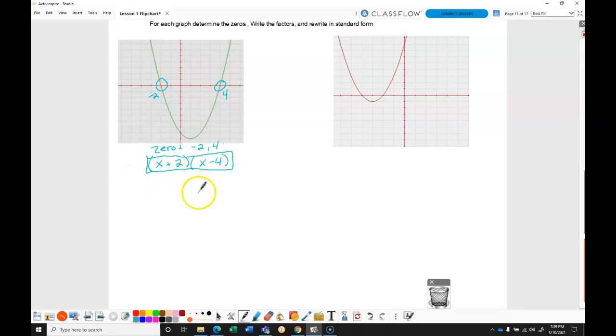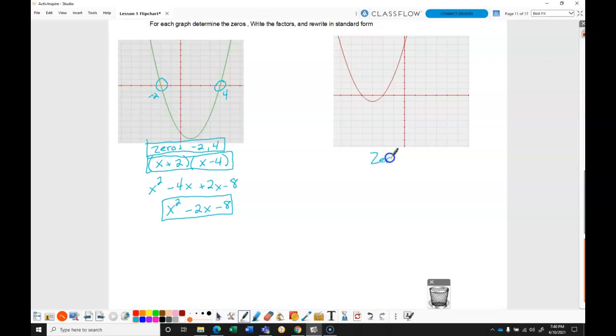Fabulous. And now I'm going to rewrite it in standard form, which just means I'm going to multiply together. So x times x gets me x squared, x times -4 is -4x, 2 times x is 2x, and 2 times -4 is -8. And I'll combine like terms: x squared minus 2x minus 8. And there it is in standard form for you.